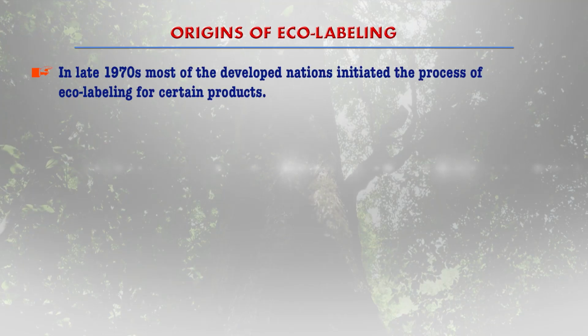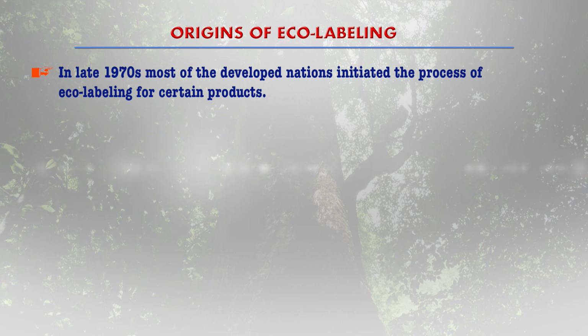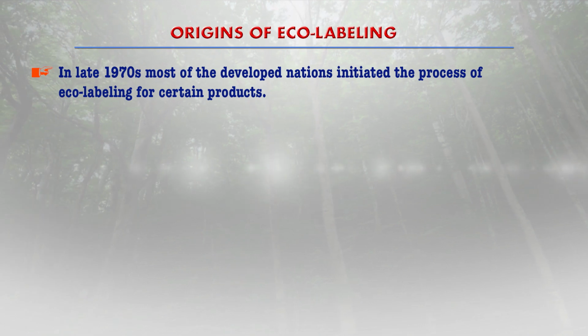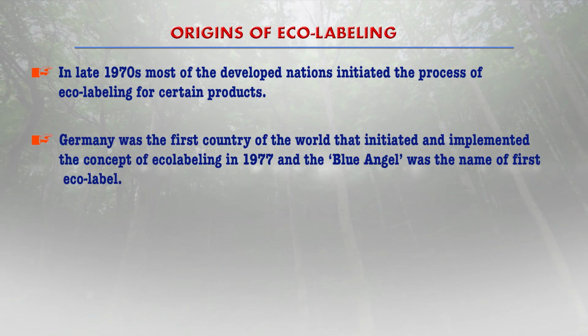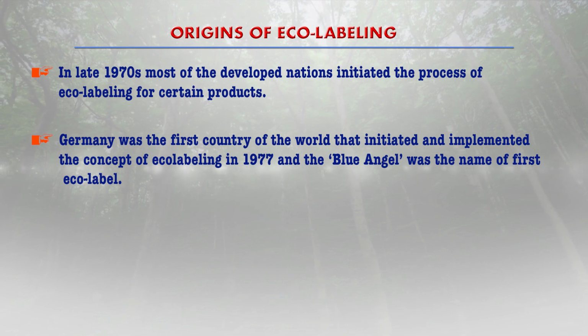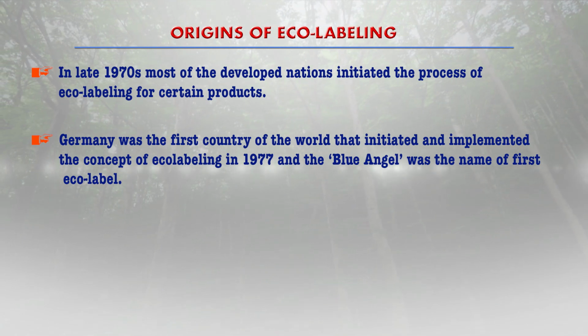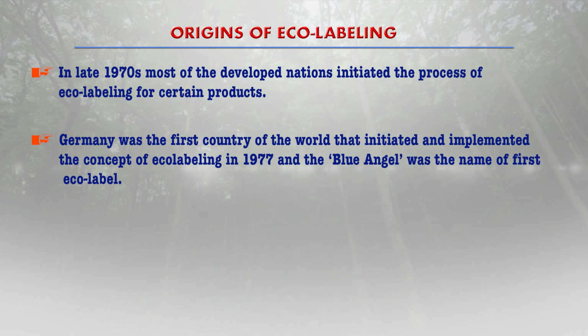In the late 1970s, most of the developed nations initiated the process of eco-labeling for certain products. Germany was the first country in the world that initiated and implemented the concept of eco-labeling in 1977, and the Blue Angel was the name of the first eco-label. After this successful launch, various other countries like the US, Sweden, Spain, Singapore, Norway, New Zealand, Korea, Japan, India, France, Austria, Canada and so on started their eco-labeling programs.